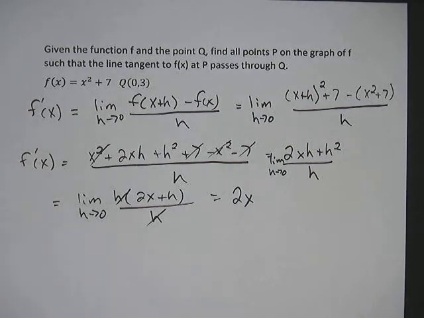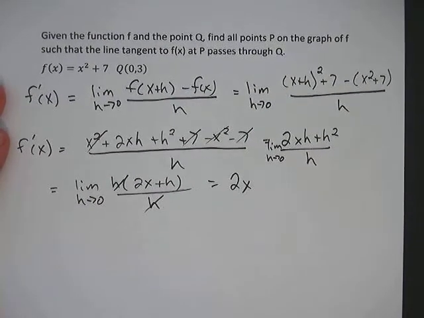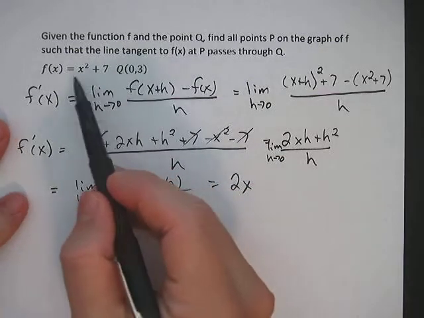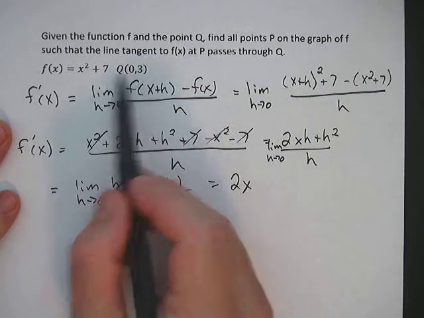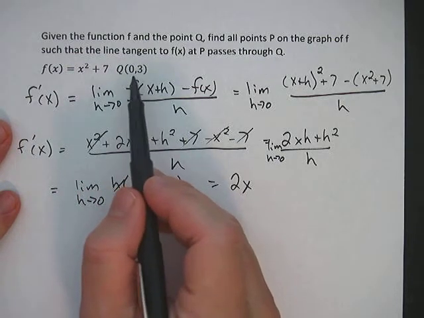Now, if you're a little more advanced in your knowledge of derivatives, you could have taken that without the definition of the derivative. Okay, so now to the meat of the problem. We've got a point Q that the tangent line passes through, and it says find all points P where this is true. So the point Q is not on this function. If we plugged in a 0 for x, we would not get 3 as an answer. This Q is somewhere else.